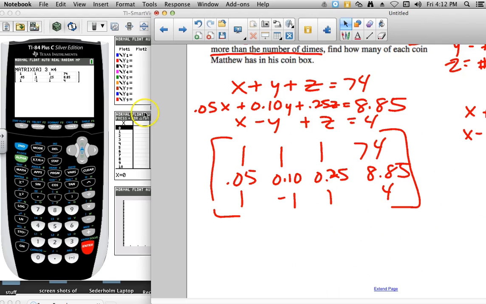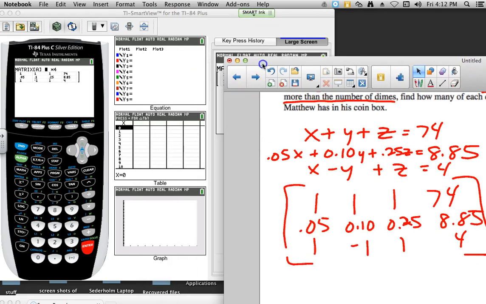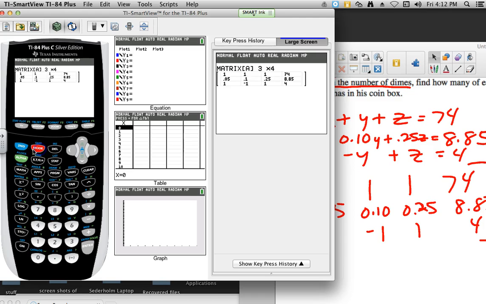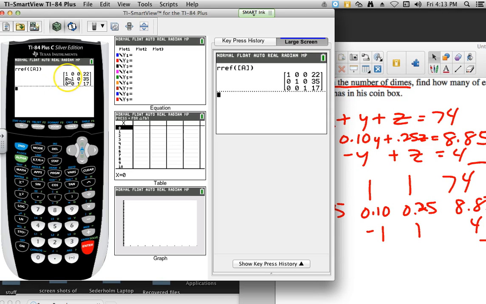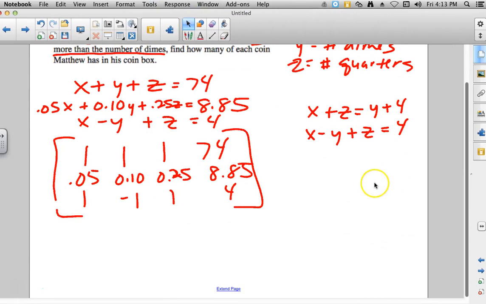Now you can see that I went ahead and put that matrix into the calculator under matrix A. And like I said, I think most of you are most comfortable with just using the RREF on the calculator. So underneath math, alpha B, and we want that for second matrix, number 1. And there we see for the X's, 22, for the Y's, 35, for the Z's, 17. And we had those in order, so it's nickels, dimes, and quarters.